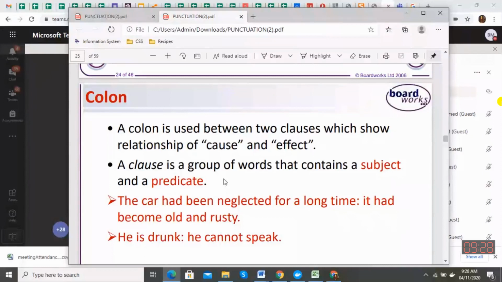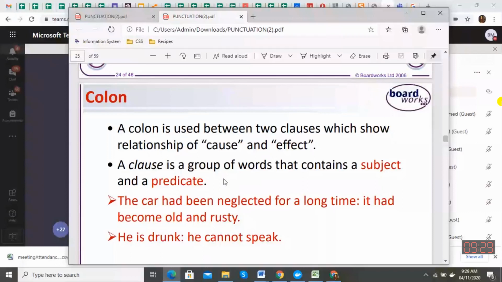Okay. Then now there is another function of colon. Just read, dear. A colon is used between two clauses which show a relationship of cause and effect. A clause is a group of words that contains a subject and a predicate. The car had been neglected.